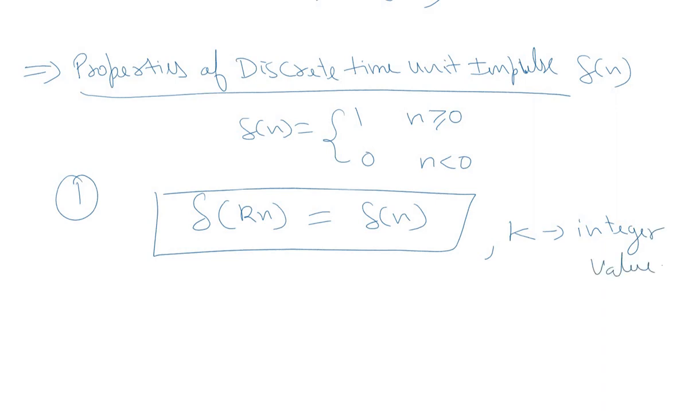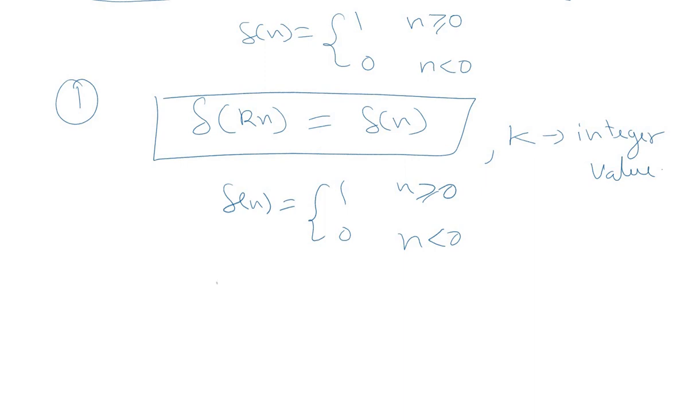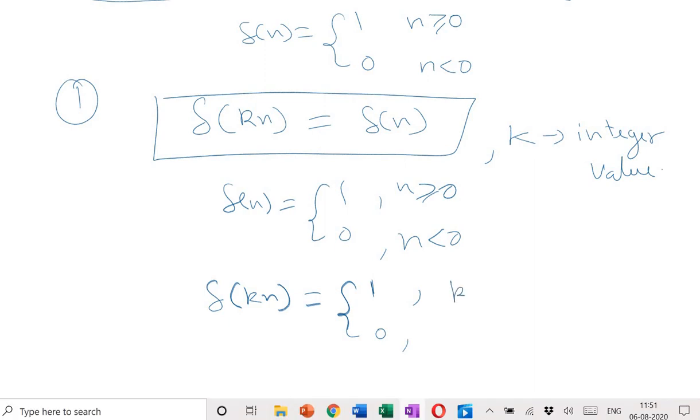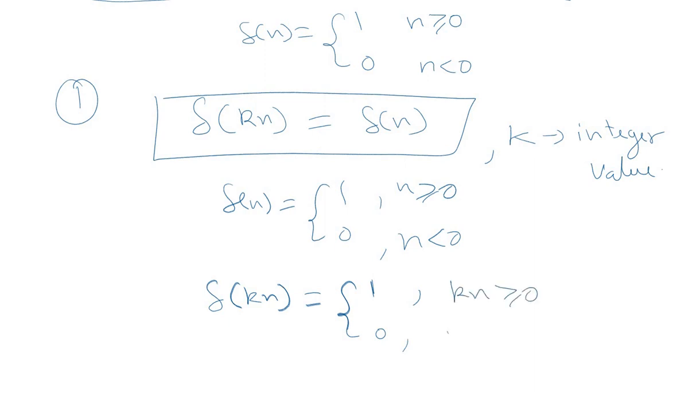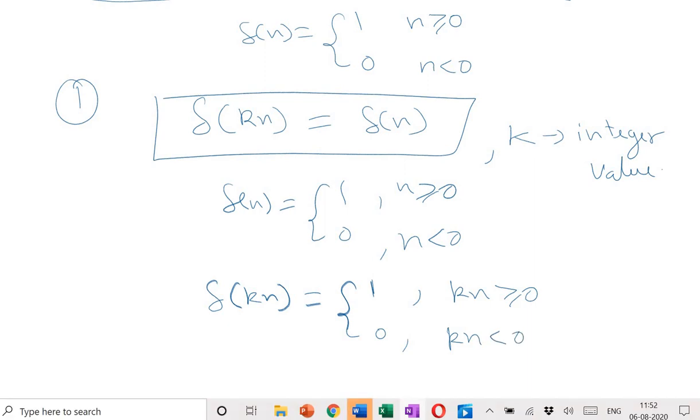Okay. And it is quite intuitive because we know that delta n is equal to 1 for n equal to 0, and 0 for n not equal to 0. So if in this definition we replace n by k times n, the value 1 at zero will remain unchanged, and the condition will also become kn equal to 0, which is nothing but n equal to 0. So we are left with delta n. So in case of scaling in the discrete time impulse function, delta of kn is equal to delta of n.